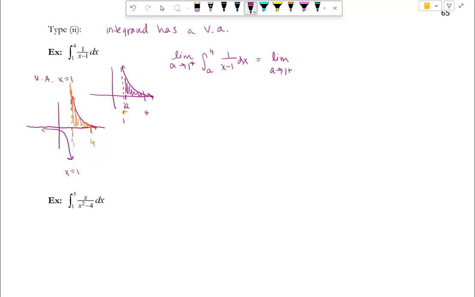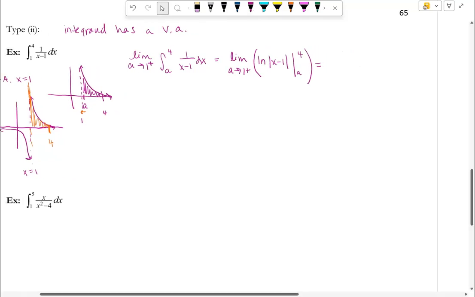Well, this is a pretty easy antiderivative. We could do a u sub here, but if u is x minus 1, du is just dx. So we could really just hold that in our head: our antiderivative is the natural log of the absolute value of u, which is just x minus 1. And we're going to again evaluate that from A to 4. Same as before, I'm going to go ahead and plug in my limits of integration.